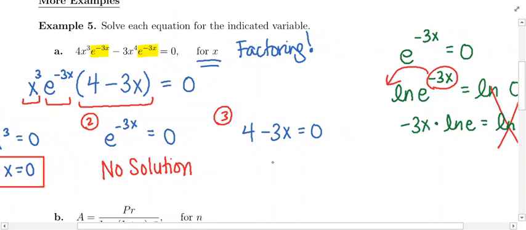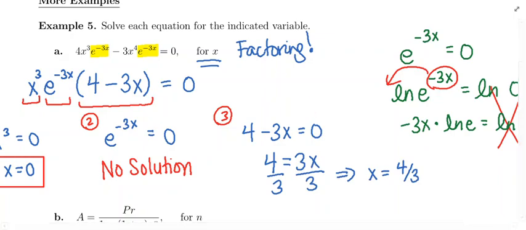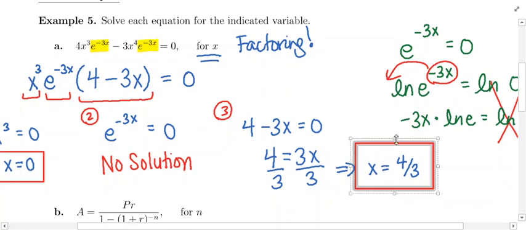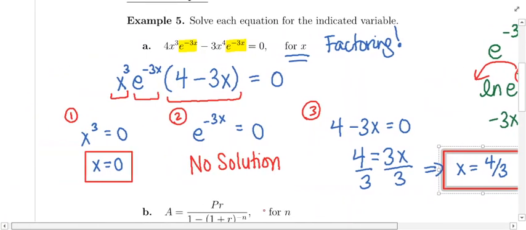This is a linear equation, so we just need to isolate x. So we're going to move the 3x over, divide by 3, and this tells us that another solution is x equals 4/3. So here we go, that's it. The original equation has 2 solutions.